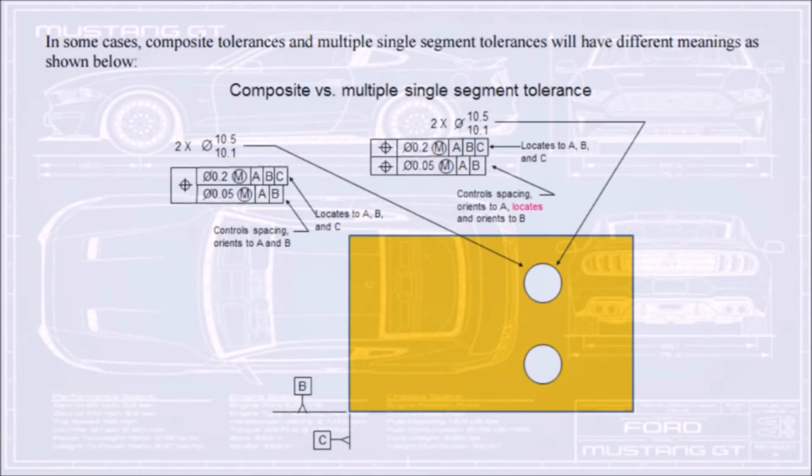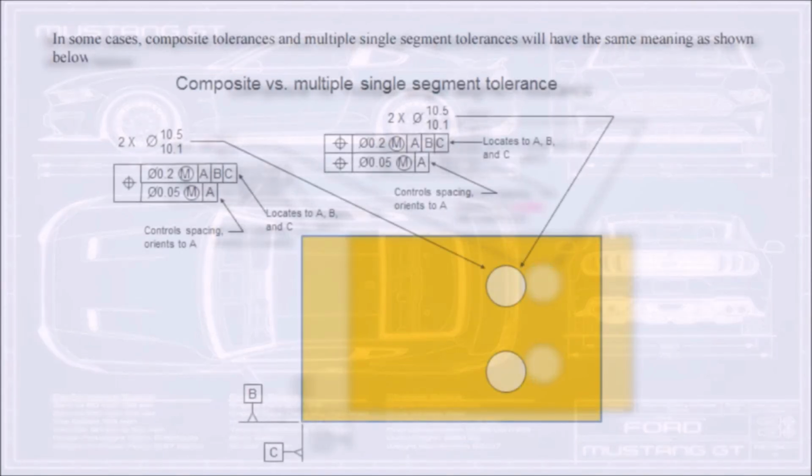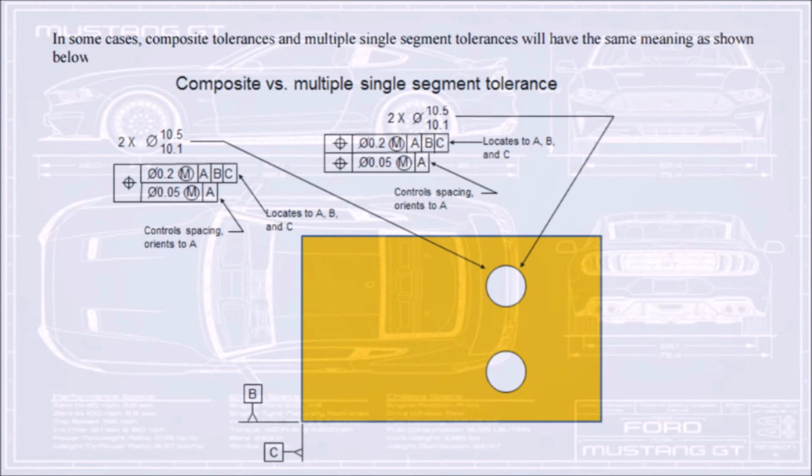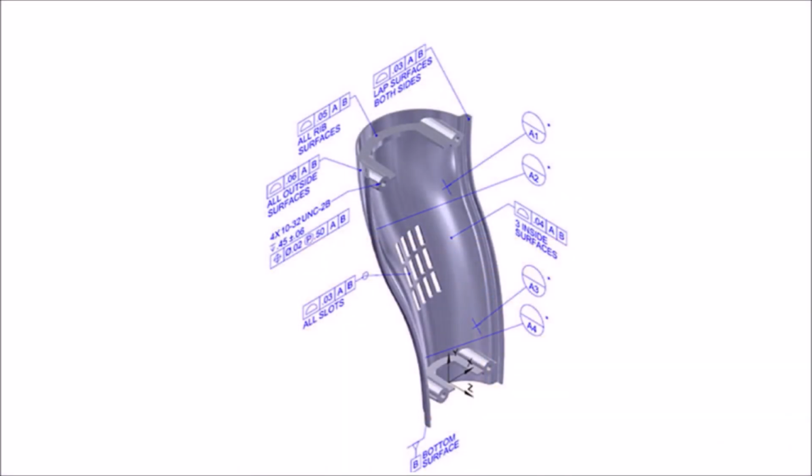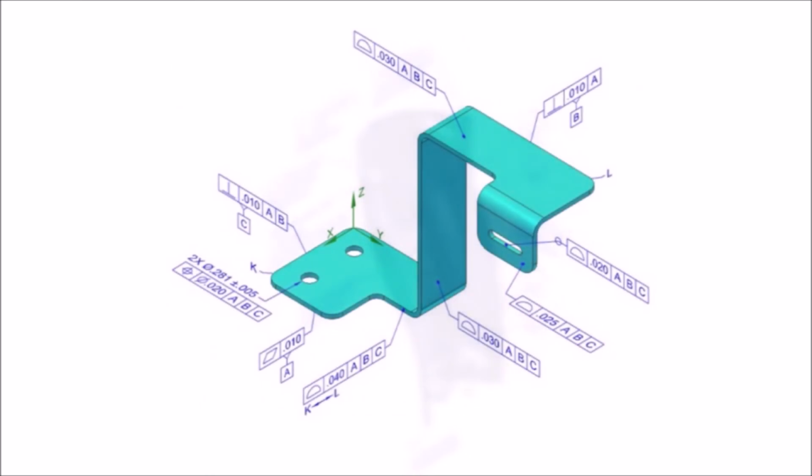In some cases, composite tolerances and multiple single-segment tolerances will have different meanings, as shown below. In some cases, they will have the same meaning, as shown below. The following pictures show 3D GD&T. It is the new way the USA OEMs want to dimension parts for better understanding of the dimensional requirements.